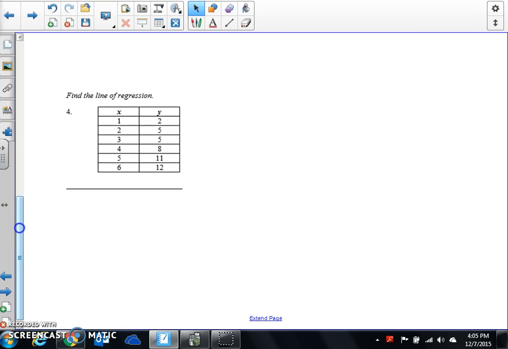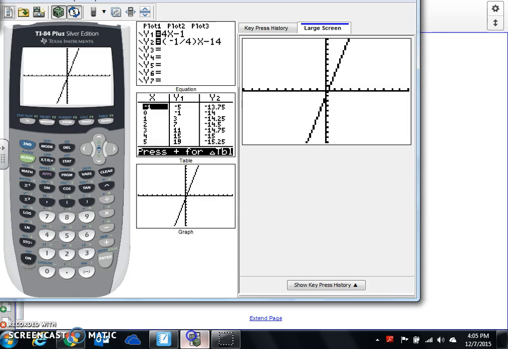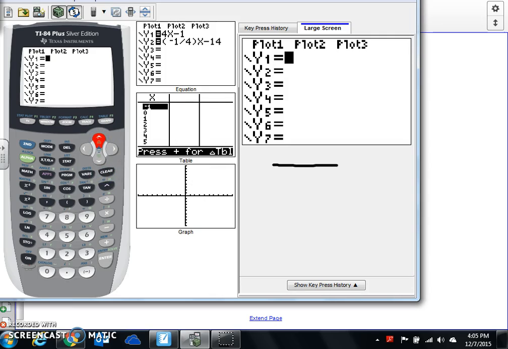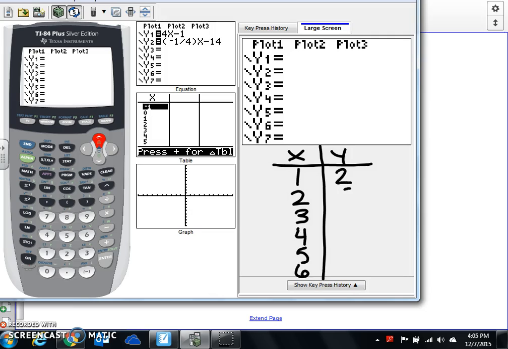Now, we're going to find the line of regression. This is what you do. Everybody go ahead and grab your calculator. Go to your y equals, and clear out anything you currently have in there. That's important. Make sure you do that. And here is the table that they gave us, just in case, so you don't have to keep going back and forth. X is 1, 2, 3, 4, 5, 6, and Y is 2, 5, 5, 8, 11, 12. So that's currently what you have.